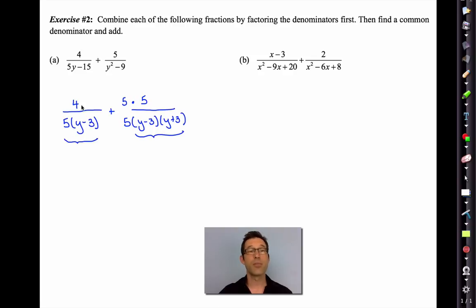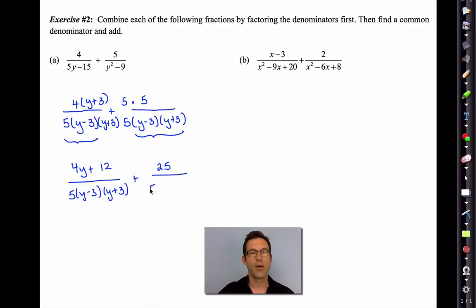Now, they look pretty similar, but this one needs a y plus 3. So I'm going to multiply the denominator by y plus 3, and I'm going to multiply the numerator by y plus 3. Now, here's something that's going to seem really weird. Don't multiply out the denominators. I'm giving you permission. I'm begging you not to multiply out the denominators, but you do want to multiply out the numerators. So in this first fraction, I have 4y plus 12 divided by 5 times y minus 3 times y plus 3. And in the second fraction, I've got 25, 5 times 5, over 5, y minus 3, y plus 3.